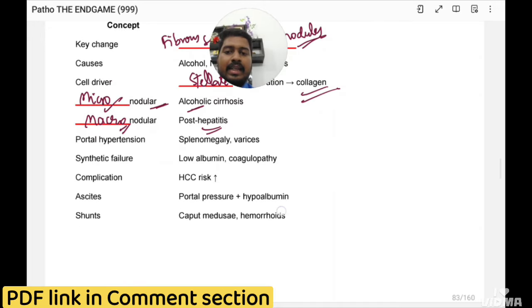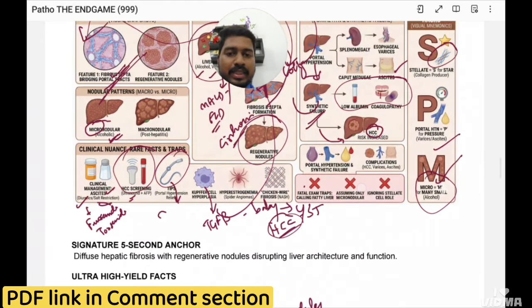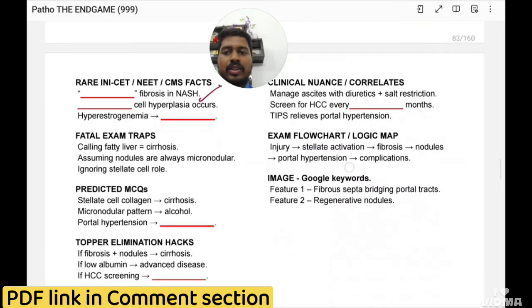Which fibrosis is seen in NASH? I think it was missed out here. See here, NASH is non-alcoholic steatohepatitis. Fatty liver, when it progresses to hepatitis, is called NASH. So this is chicken wire fibrosis, a pattern you see on histology. So which type of fibrosis? Chicken wire fibrosis.